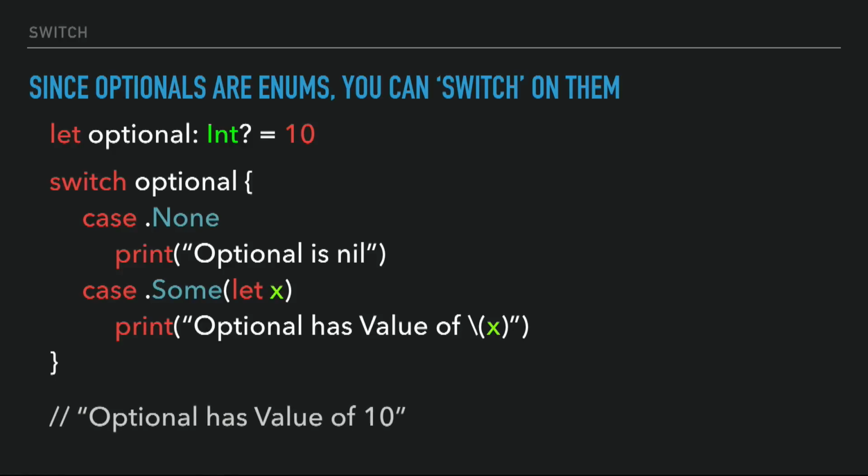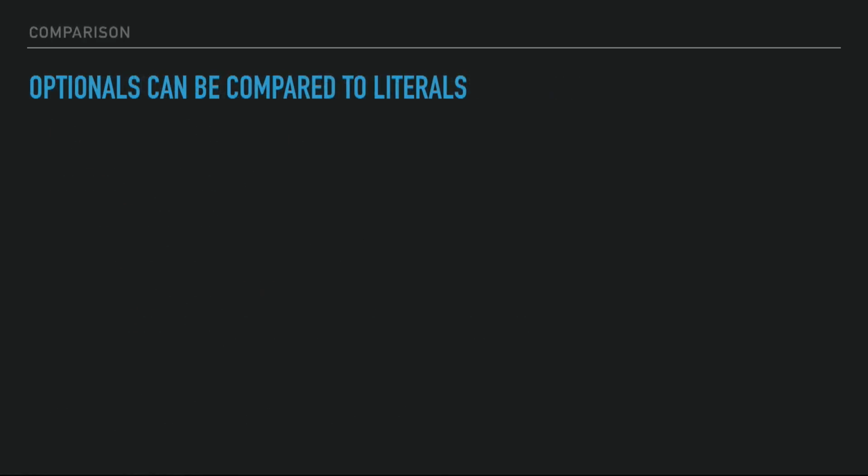So in this case, which print statement is going to print out? The one under sum, because we assigned this enum type a value. So the optional will have a value of 10. Make sense? Pretty straightforward.